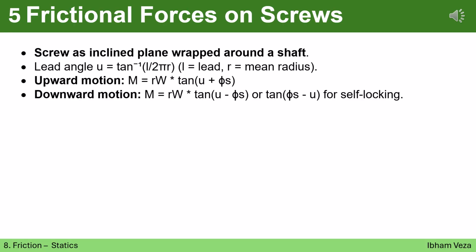Frictional forces on screws. A screw can be modeled as an inclined plane wrapped around a cylinder. The lead angle determines how steep the thread is, while the friction angle represents friction effects. To raise a load, additional torque is needed to overcome friction. In some screw systems, friction is beneficial because it creates a self-locking mechanism that prevents the load from moving downward when the applied torque is removed.